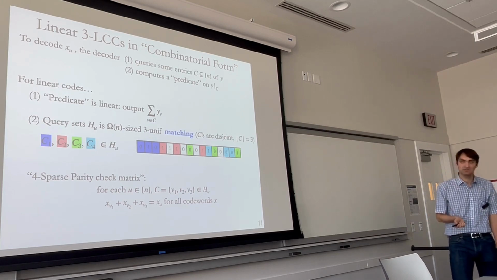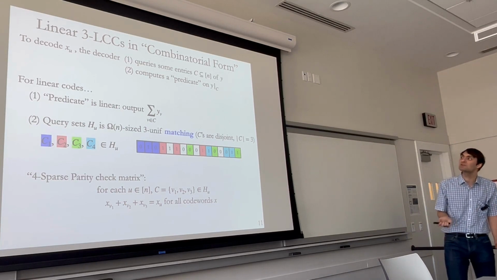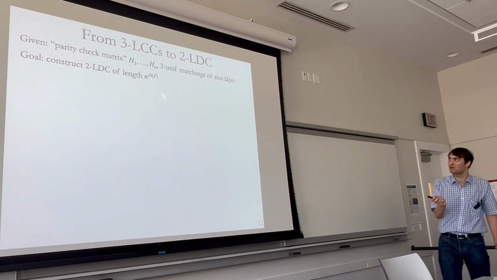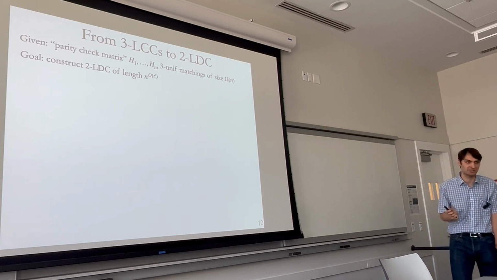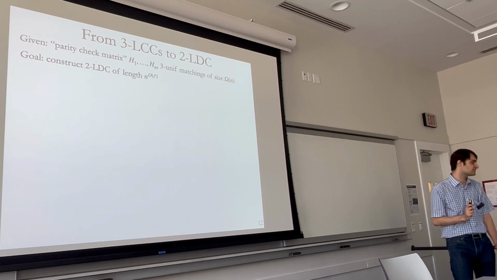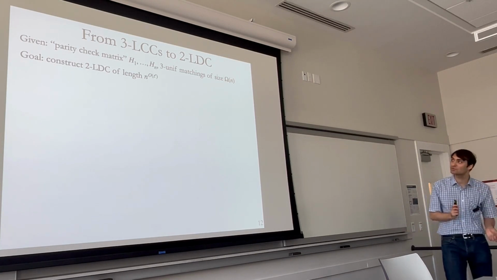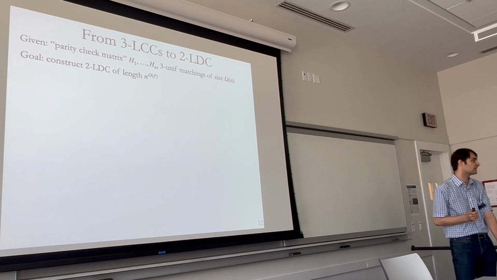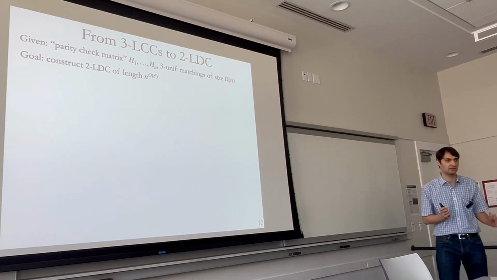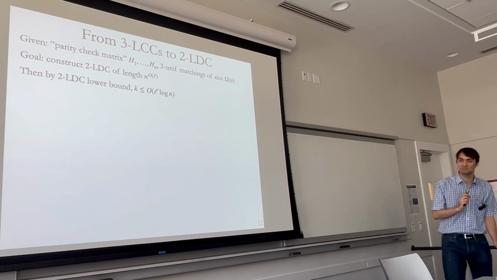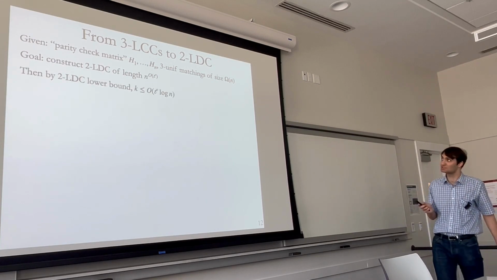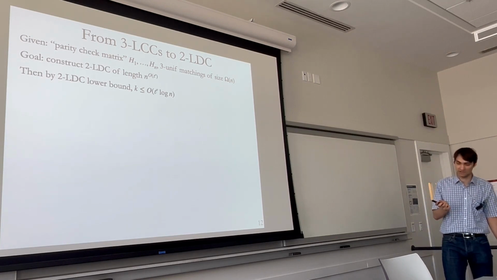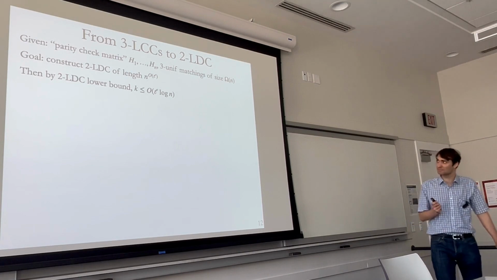Good. Okay, so now let's move on to this reduction. So we start off with this parity check matrix, which are these hypergraphs h1 through hn. These are 3-uniform hypergraph matchings. And our goal is to construct a 2-query locally decodable code of some slightly larger length, like n to the order L, where L is a parameter that I will pick. And then we can apply our 2-query LDC lower bound, which implies that the dimension of the code, which is k, the number of bits in the message, is at most L log n. Okay?